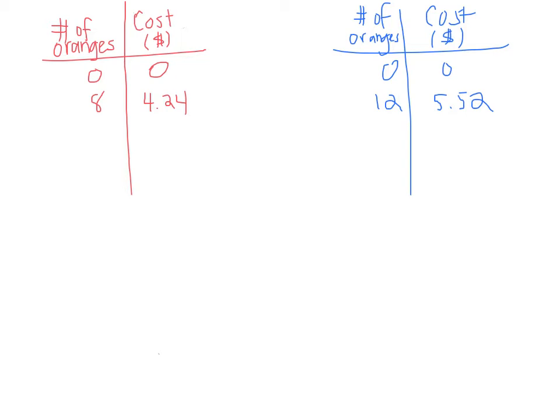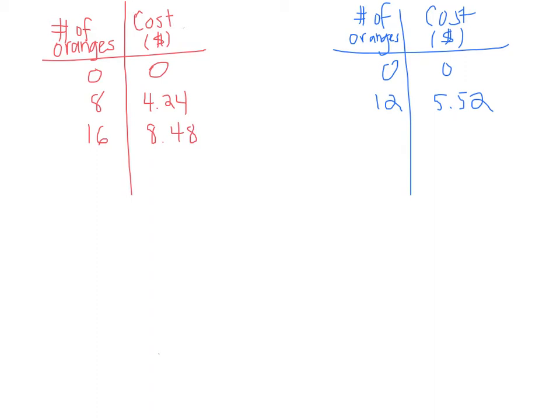Well, we need to come up with other values in our table. What if I were to double the number 8? What's 8 plus 8? 16. Well, if I double the number 8, I'm going to double the cost. If I buy 8 more oranges, I'm going to spend another $4.24. So let's add those together. $4.24 plus $4.24 equals $8.48.